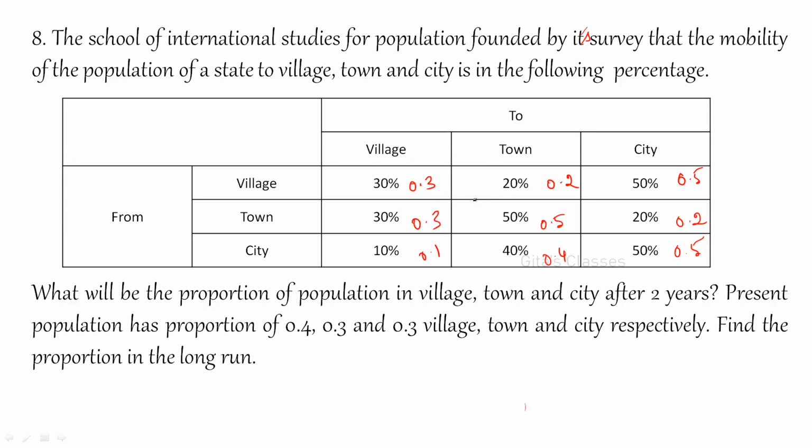Okay, this is the mobility. These are the changes. So what will be the proportion of the population in village, town, city after 2 years? The present population proportion is given as 0.4, 0.3 and 0.3. You can write it in matrix form like this, 1 by 3. Okay, 0.4, 0.3, 0.3 is the present population. So these are the changes we are making. That means the transition matrix we are going to write from the given table. And after that, find the proportion in the long run.